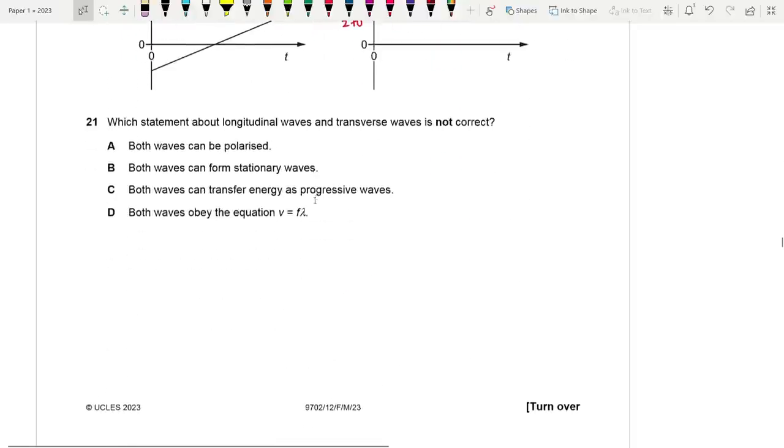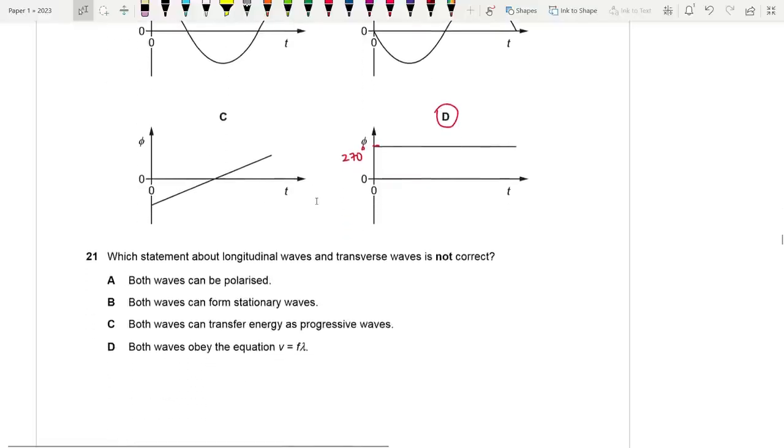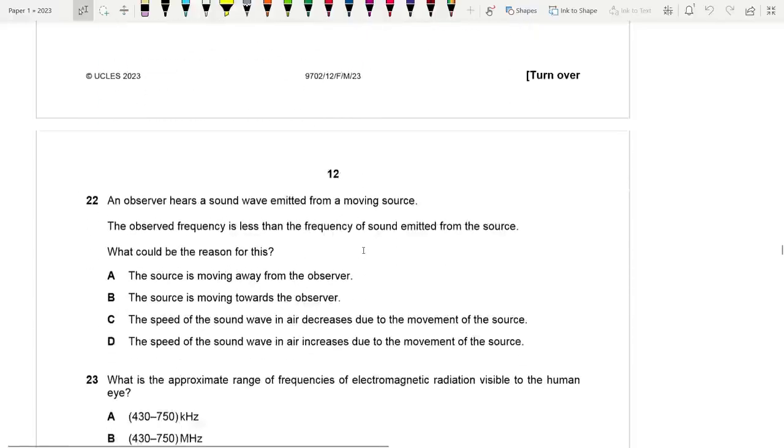All right. Which statement about longitudinal and transverse waves is not correct? Both waves can be polarized. We have our answer, guys. Only transverse waves can be polarized. Longitudinal waves cannot be polarized.